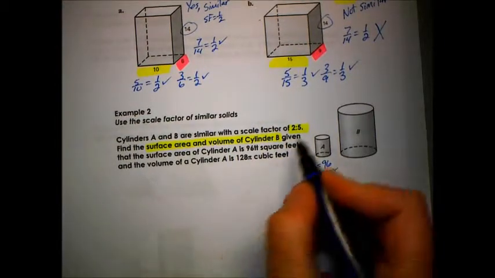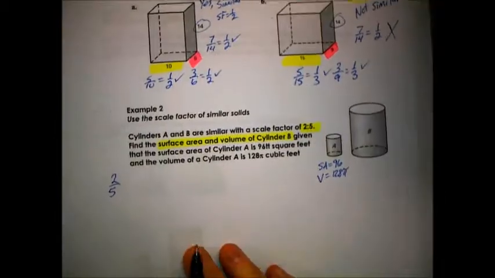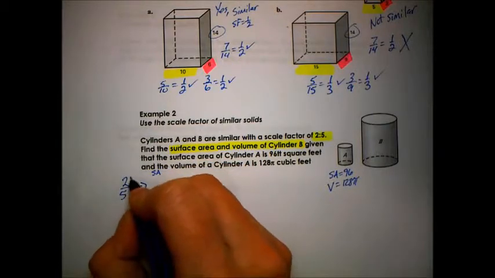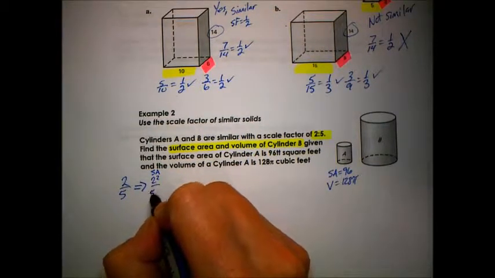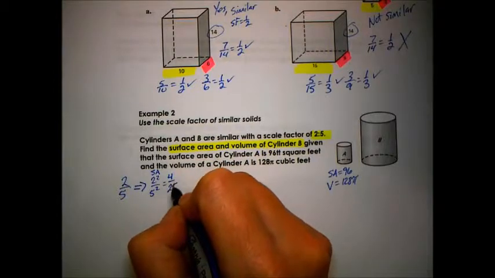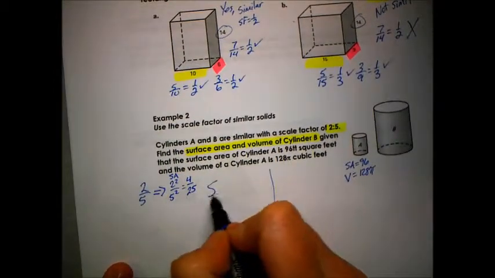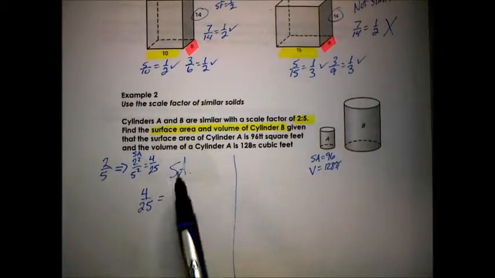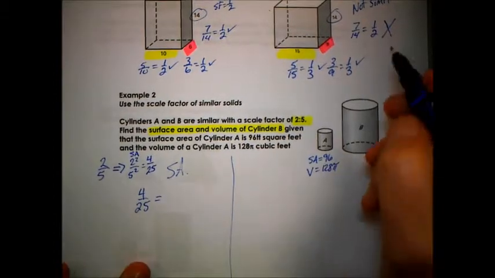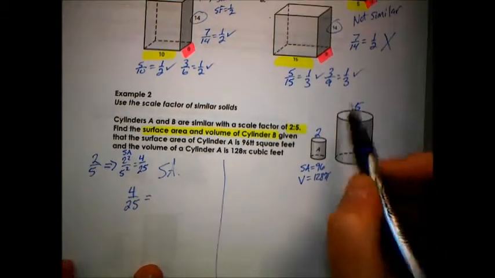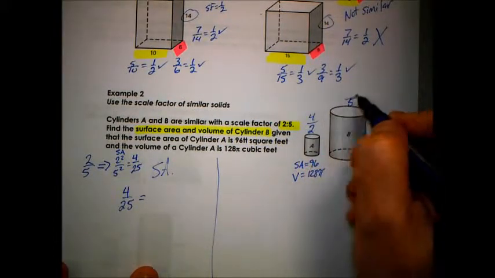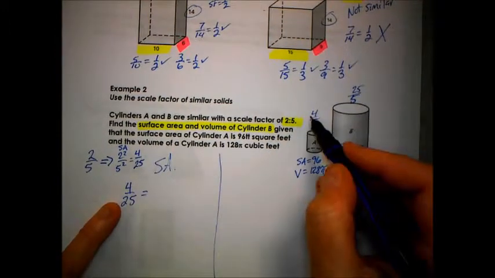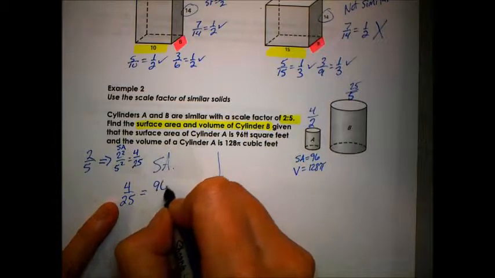I'm going to start out with my 2 over 5, and this is my side ratio, so I'm going to change it to my surface area ratio, which means I'm going to square top and bottom, which means I'm going to use 4 over 25. And this is going to be for my surface area. So I'm going to use the 4 over 25 is equal to, and realize the 4 must go with the smaller shape because it was a 2 to 5. Since my 4 is in the numerator, the 96 must also be in the numerator, and I'm going to put an x on bottom.